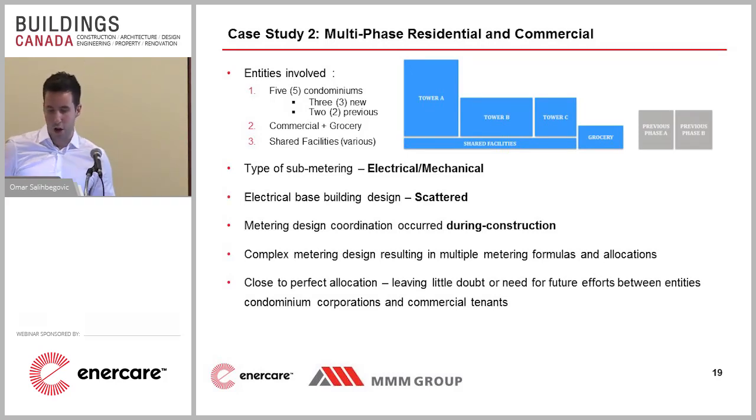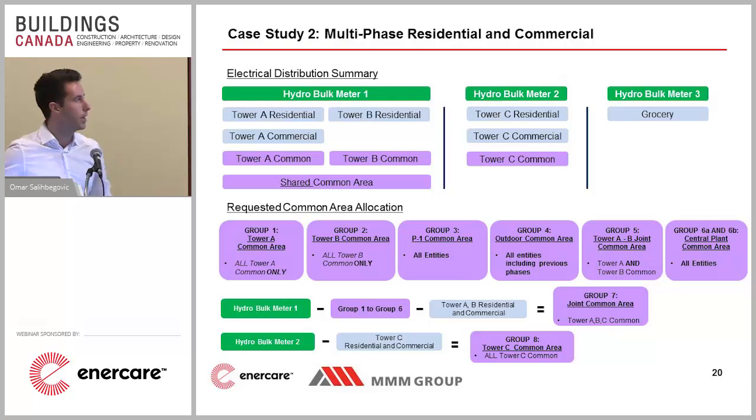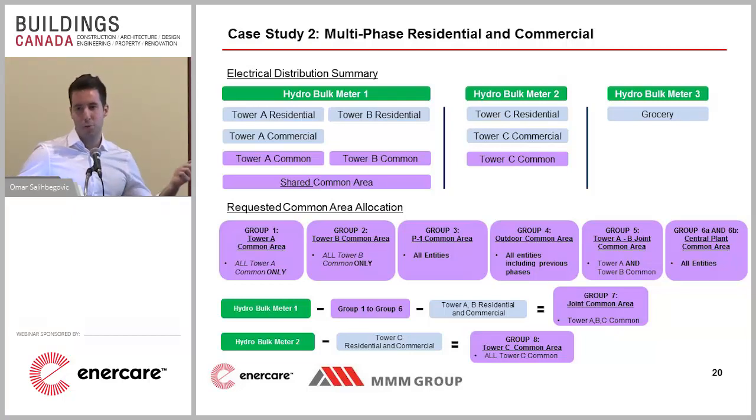What do those common area groupings look like? Let's just look at the electrical distribution to begin with. So we have one hydro bulk meter. Under this hydro bulk meter, we have two towers, tower A and tower B, and everything that's involved in those towers. So their common areas, their residential spaces, their commercial spaces. So this alone here is a problem, right? Because you have one utility meter that's metering two separate condominium corporations and entities. You need to allocate those utilities fairly. So this alone is an issue.